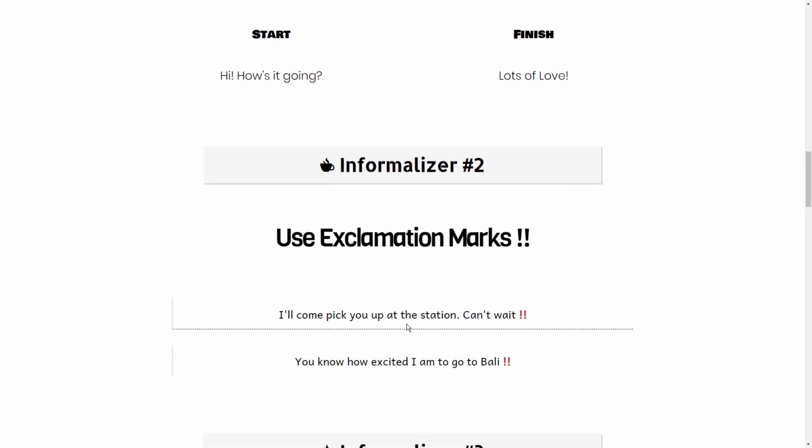So, I'll come pick you up at the station. Can't wait! You know how excited I am to go to Bali! So it's only to point out, highlight, that I've used 2 exclamation marks. You should use only 1 exclamation mark. There are no extra marks for using 2 exclamation marks.